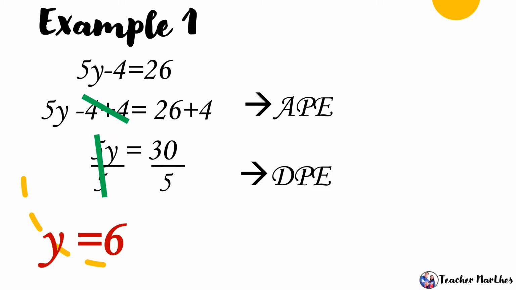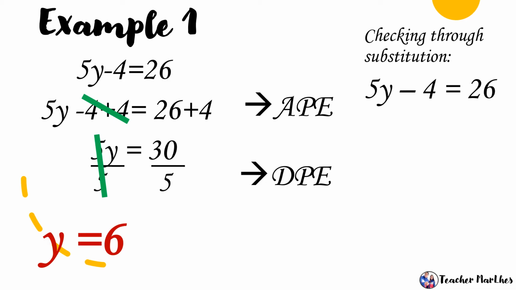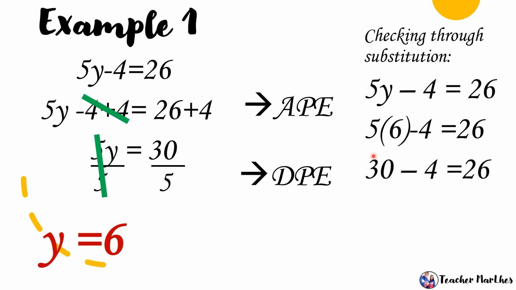To check if the answer is correct, we will substitute variable y with 6. So, using the substitution, 5y minus 4 equals 26. So, 5 times the value of y, which is 6, minus 4 equals 26. So, 5 times 6 is equal to 30, minus 4 equals 26. So, 30 minus 4 is 26. This is equal. So, therefore, our answer is correct.